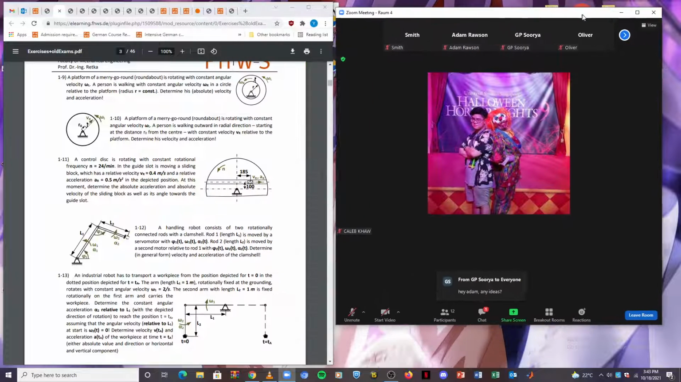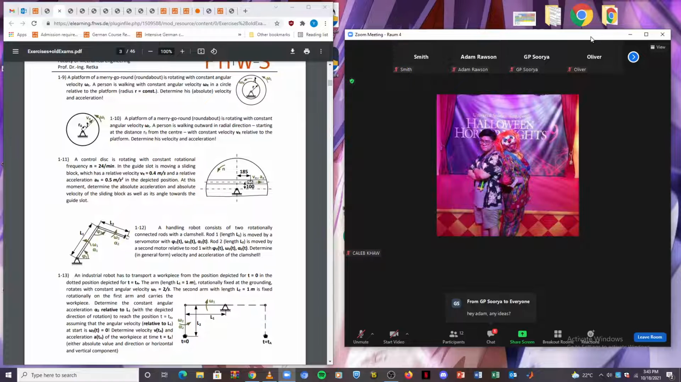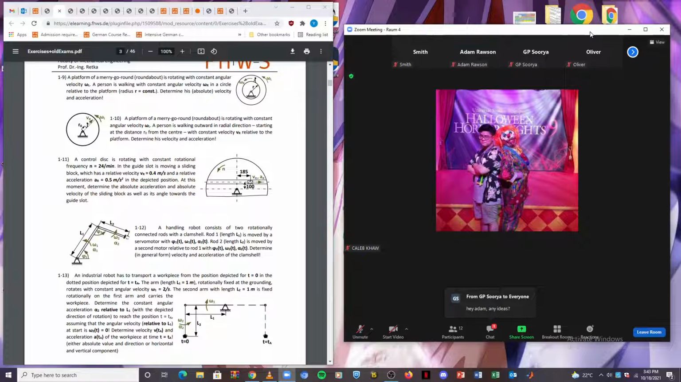I kinda came in late, so I'm not sure what's happening. We're doing the exercise 1-12, right? Yeah. She already gave the diagram, she already gave the law of cosine and law of sine. So what we need to do is derive the leading motion, relative motion, Coriolis acceleration equation, and the absolute equation.